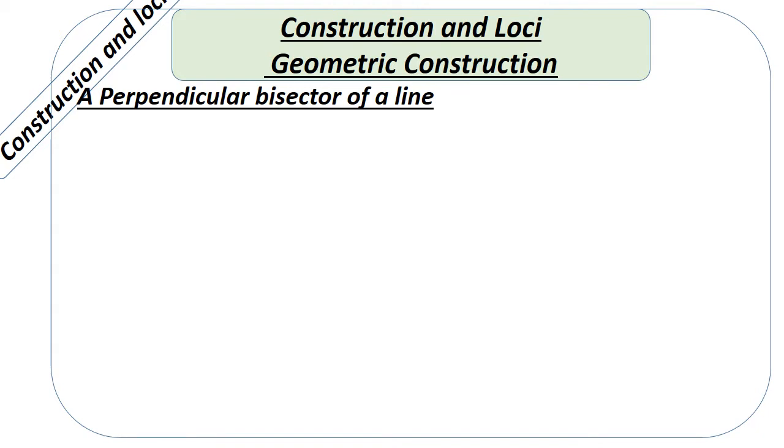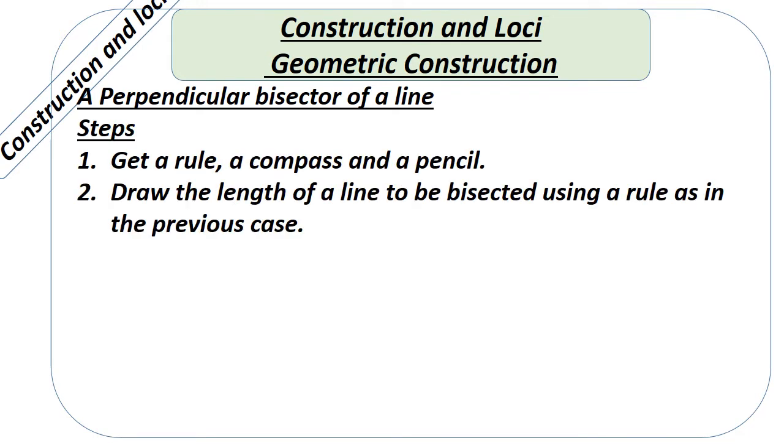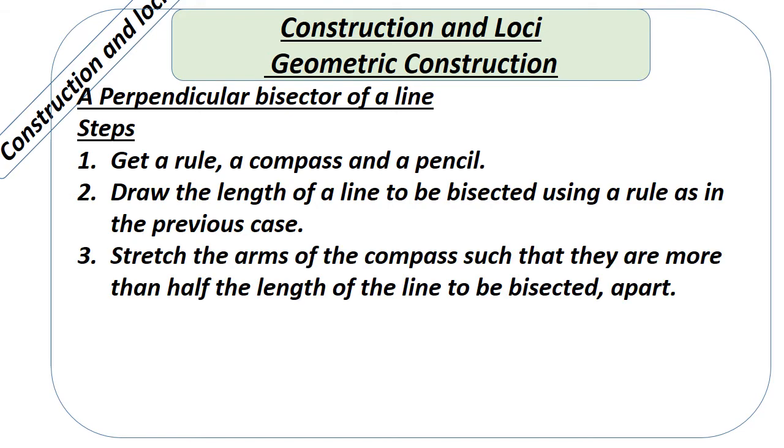So how do we construct a perpendicular bisector of a line? So here are the steps. First, get a rule, a compass and a pencil. Draw the length of a line to be bisected using a rule, as in the case where I'd shown you how to draw a base line. So you get a rule, you draw a line. Sometimes actually you might have a line already drawn. So what you're supposed to do are the next steps, not these preliminary steps.